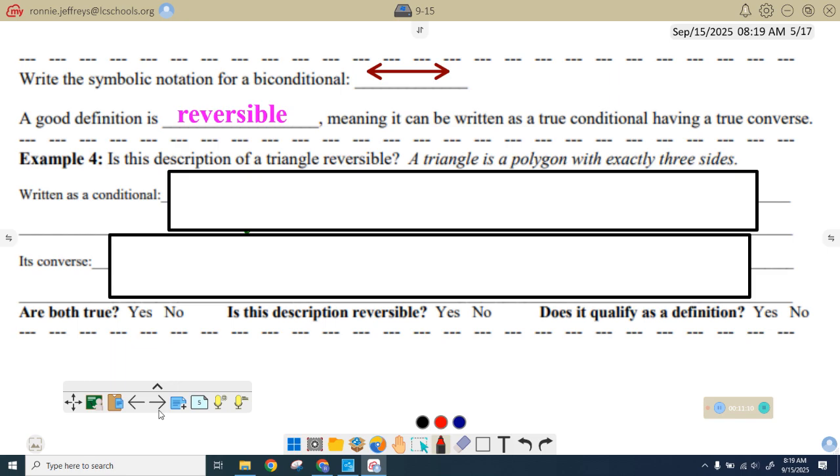Now, believe it or not, there's a whole section of how to do this stuff with these conditionals and everything just using symbols. I've taught that before. We are not going to go down that road. Trust me, some of y'all would get lost. Symbolic notation for biconditional is the double arrows. That means if and only if. Means if it goes forwards and backwards. Okay? A good definition is reversible.